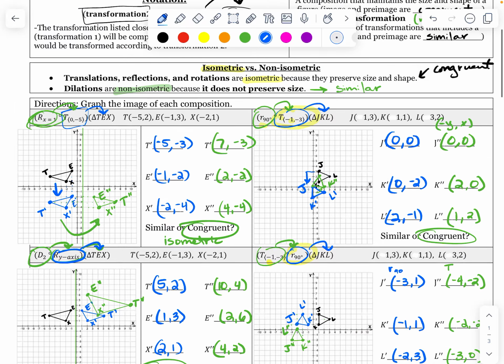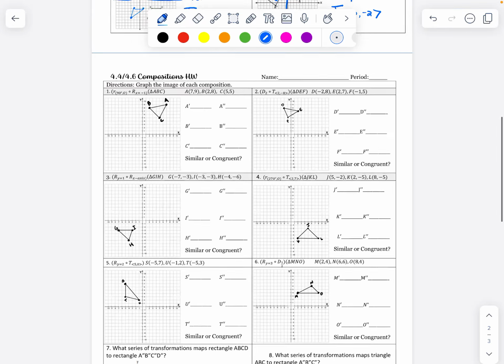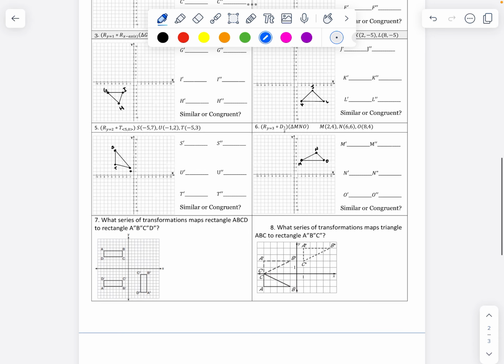Great. Give those a shot. See how you do. And here is your homework. Some more compositions. Hope it helps.